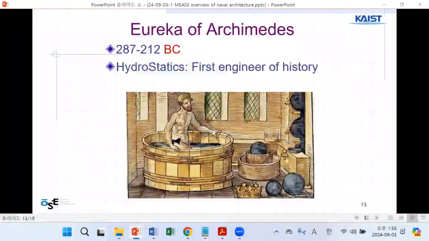So he tried to use water, measuring, balancing, and somehow he found out. So he shouted, Eureka. That's why the building name is Eureka.